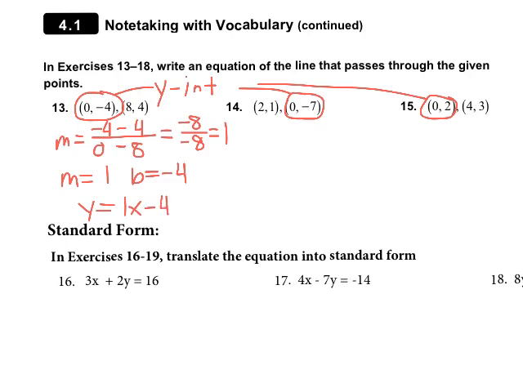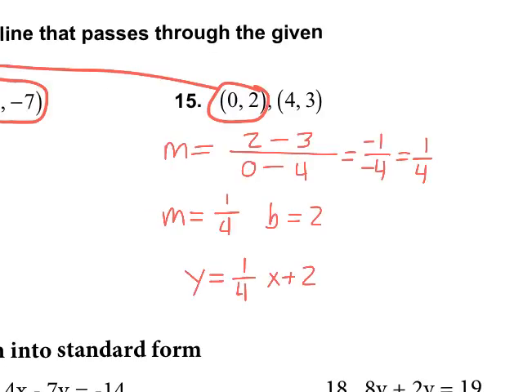All right, you guys go ahead and do 15. Go ahead and do 15 together with your groups. All right, you can go ahead and check your answer on the board.